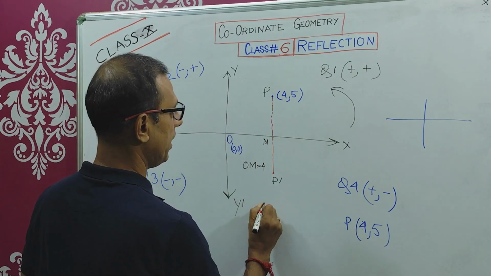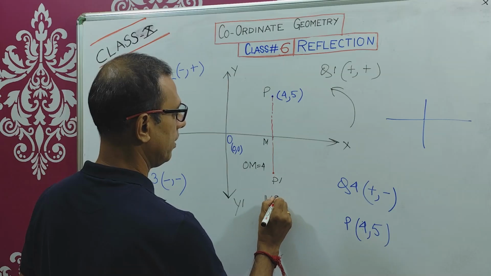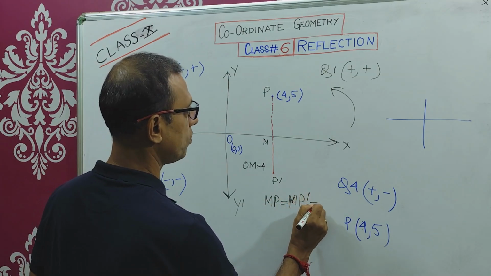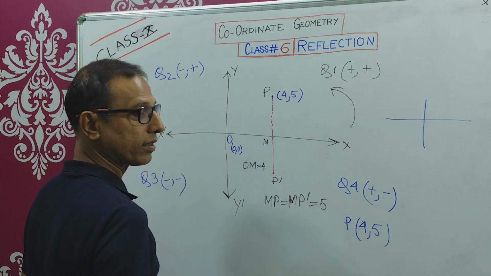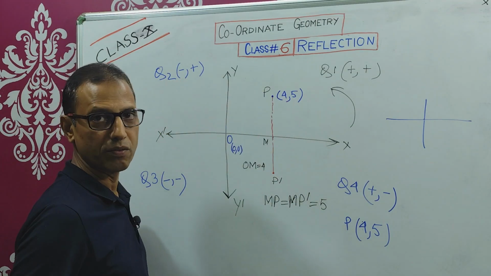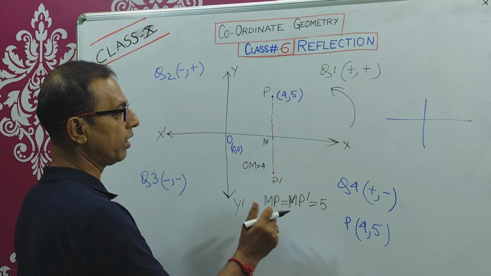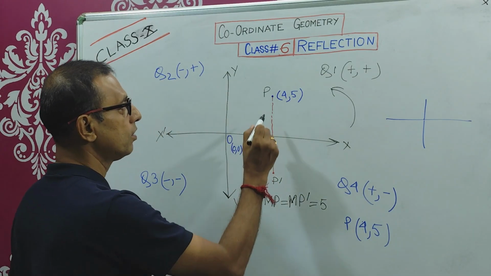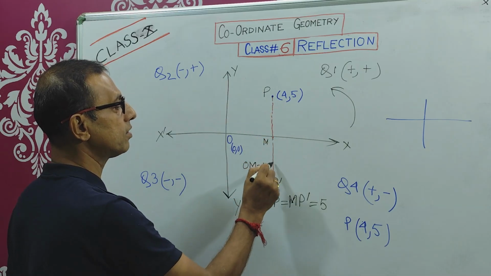That means MP equals MP dot equals 5. But 5 is the numerical value. There are two things: one is the numeric value, and then what is the sign of that. So this distance is 5, this is also 5.